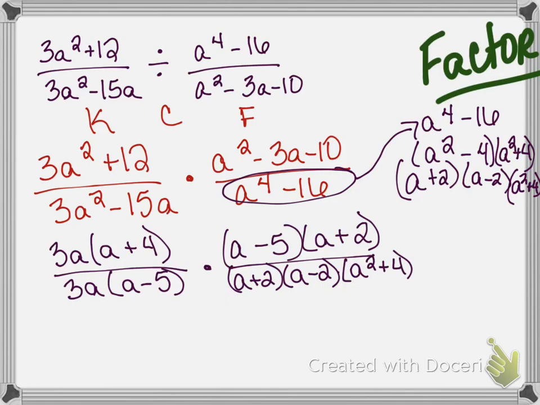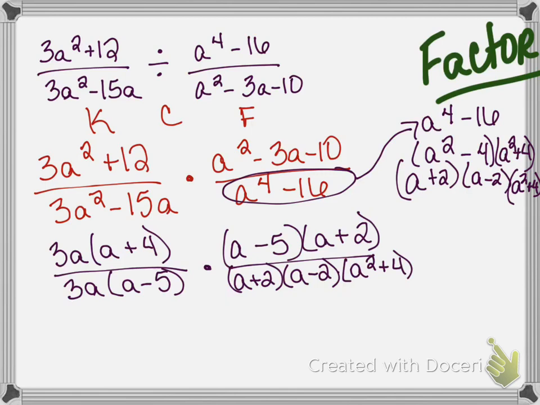A to the fourth minus 16. I know that one might have been a little bit challenging. It is a difference of perfect squares. A squared minus 4 times a squared plus 4. A squared plus 4 you've got to bring down. I know that's a little hard to see, but you just bring it down. A squared minus 4 is another difference of perfect squares. Okay? Again, if you're struggling with factoring, come talk.